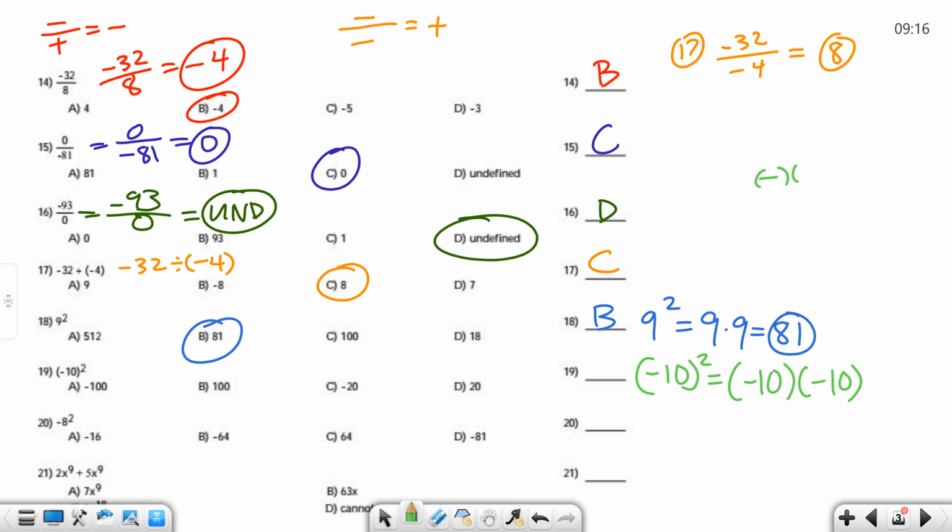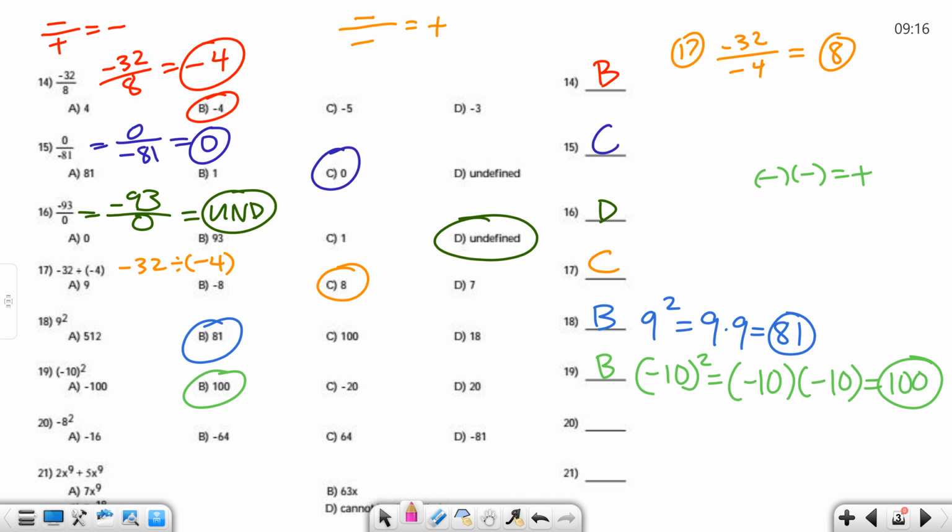And remember, what is a negative times a negative? Positive. So negative times negative is positive. 10 times 10 is 100. A negative number in parentheses squared to an even power is always going to be positive. So that's going to be B for number 19. It is 100.